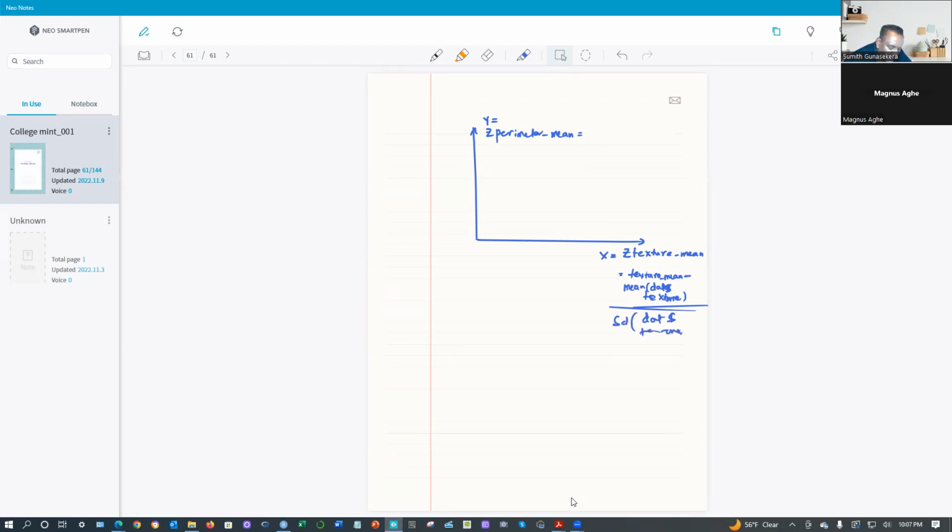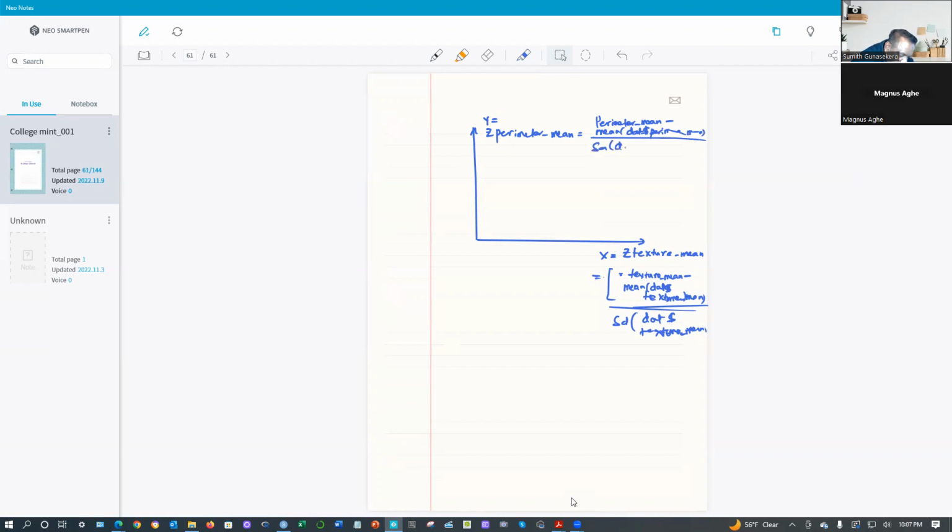That's the numerator, the texture mean. And how do you do the perimeter mean? Perimeter mean, subtract the mean of the perimeter mean from the data, divided by the standard deviation of it. That's how they get that one. But in our code, it's called Z, SD.